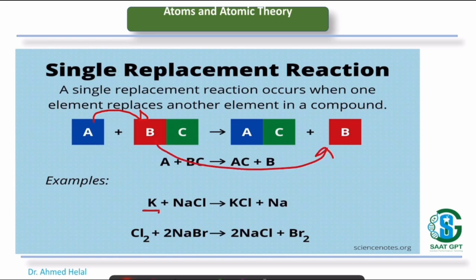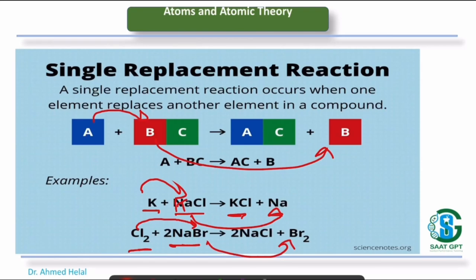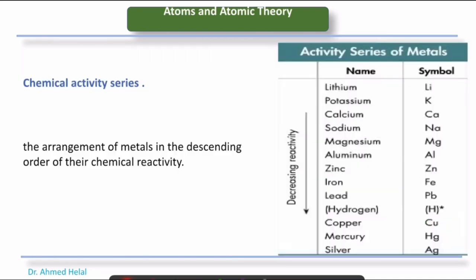For example, if I have K plus NaCl, I have two reactants and two products, by the way, so it's not considered as a composition or decomposition. K replaces or substitutes Na. I have KCl and Na is out. Chlorine plus sodium bromide. Cl replaces Br because both are nonmetals, and here Br is out. It's kind of single replacement too.